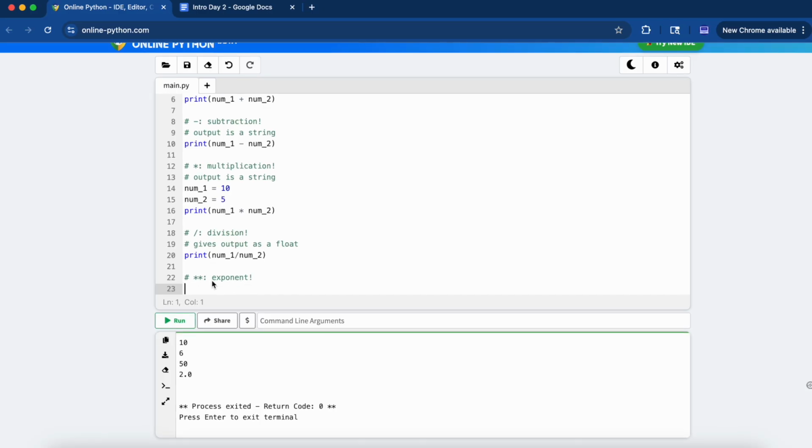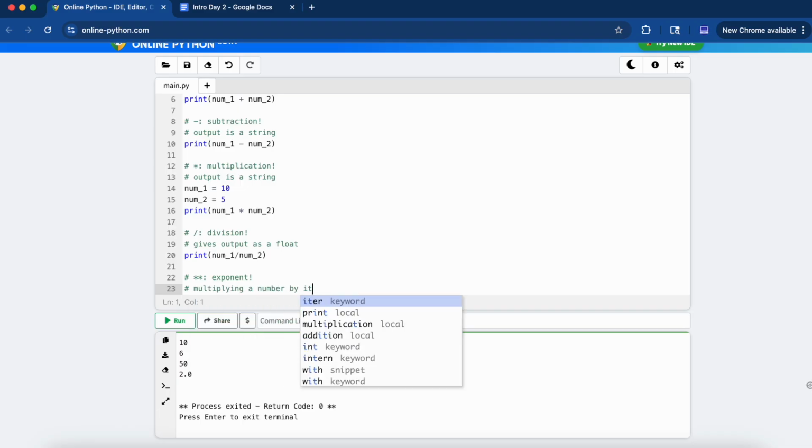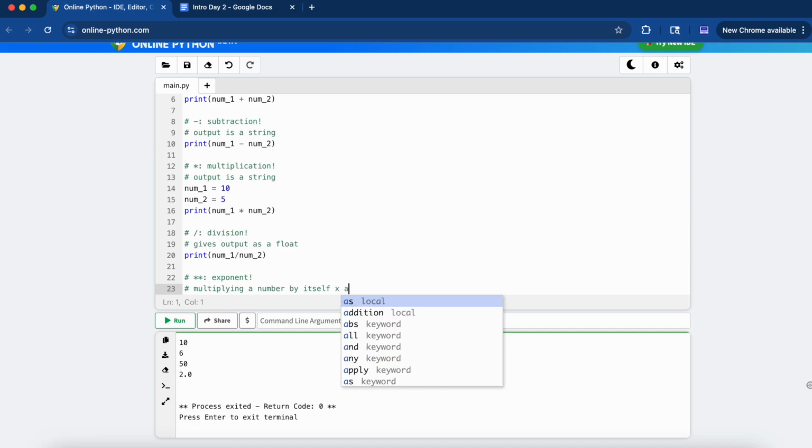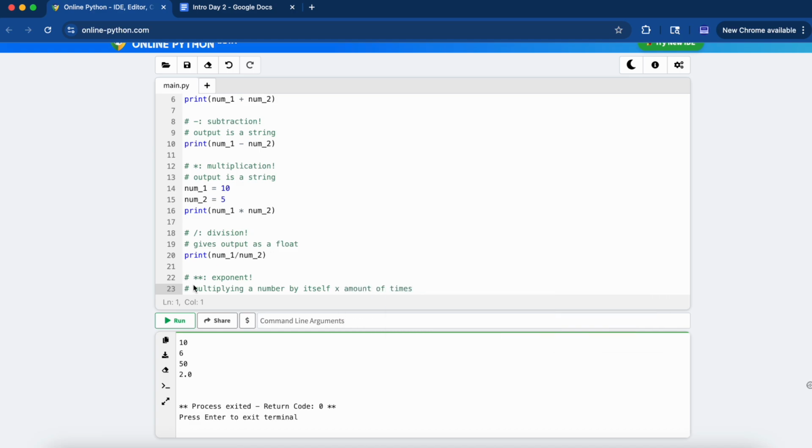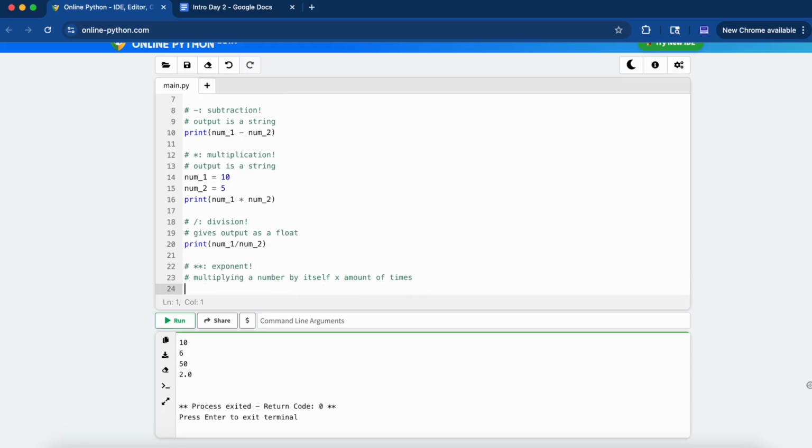Now, this is where I'm gonna start actually defining things for you guys. In case you don't know, an exponent is multiplying a number by itself x amount of times. Usually the number that you're multiplying by itself is the first number you use, and the amount of times is the second. But let's use some smaller numbers to start off with.